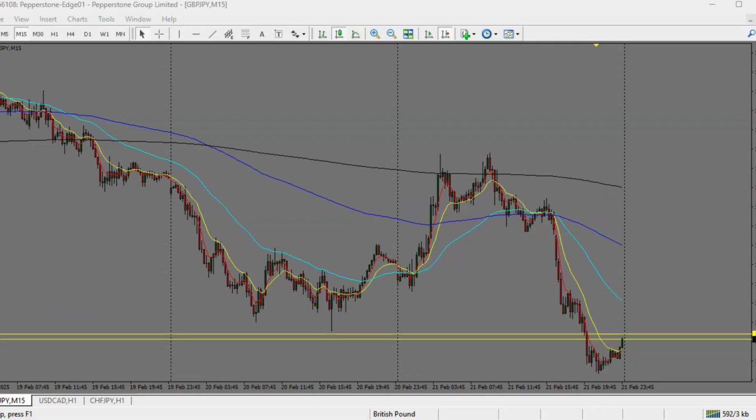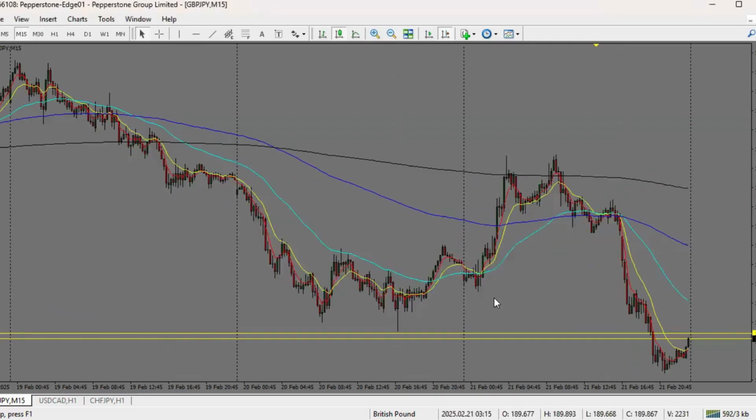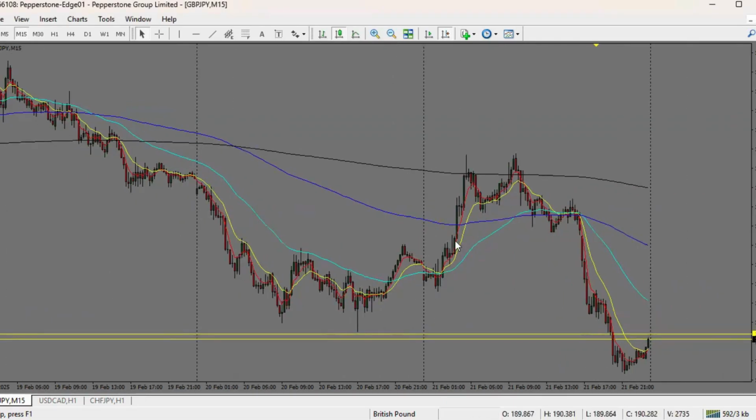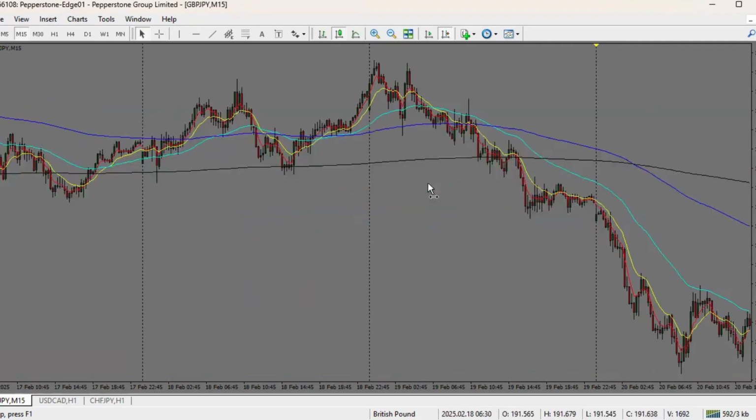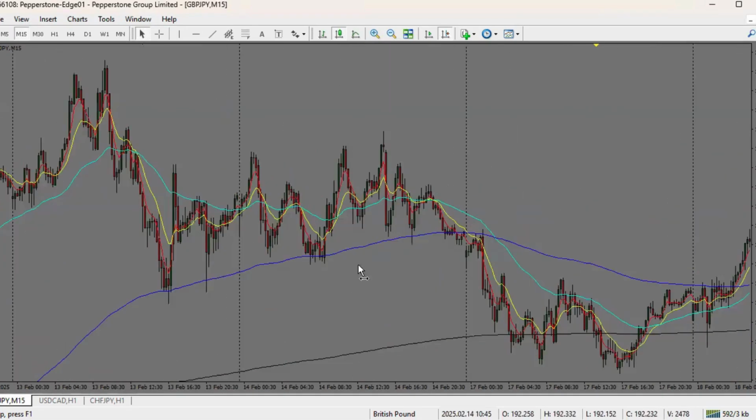Now, using these EMAs together will help you avoid fake outs and enter trades confidently, because at least you know what is about to happen. So when you have the market interacting with the dark blue and the black EMA, which is the 200 or the 800, expect a market reversal. Okay, expect a market reversal.